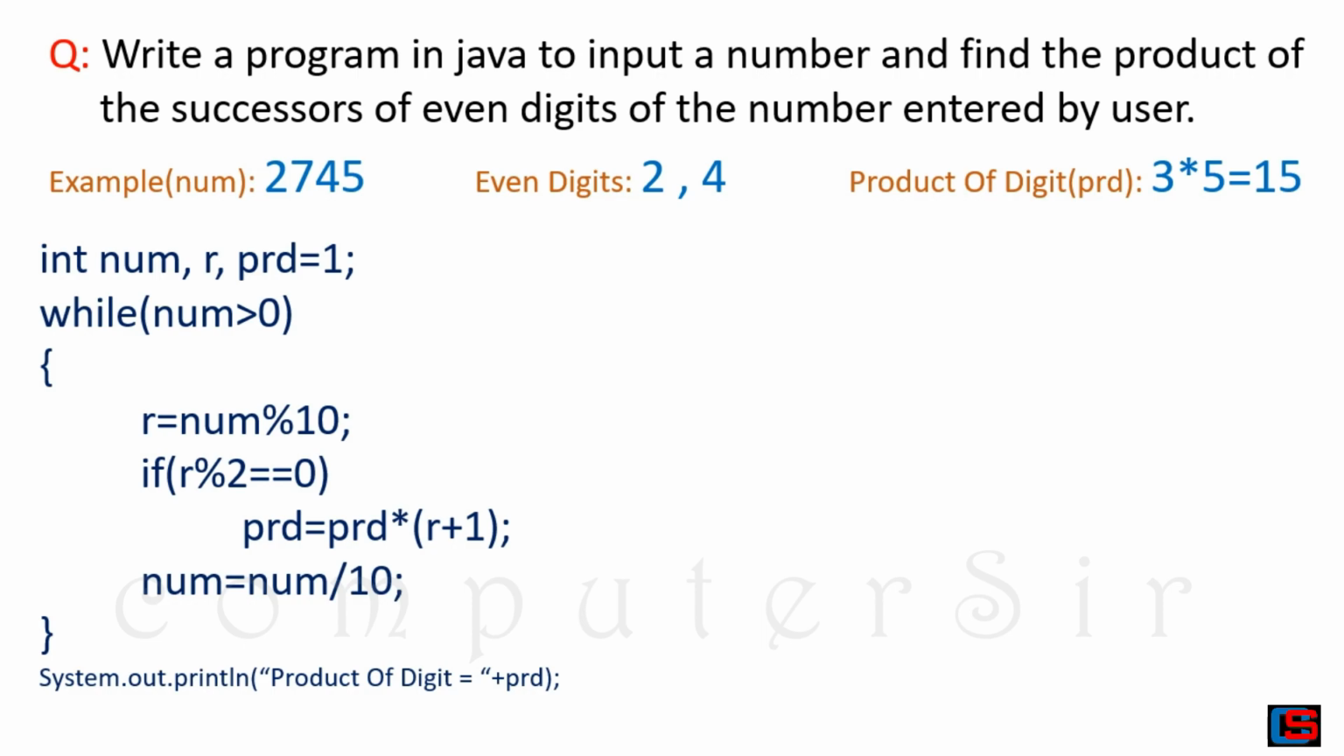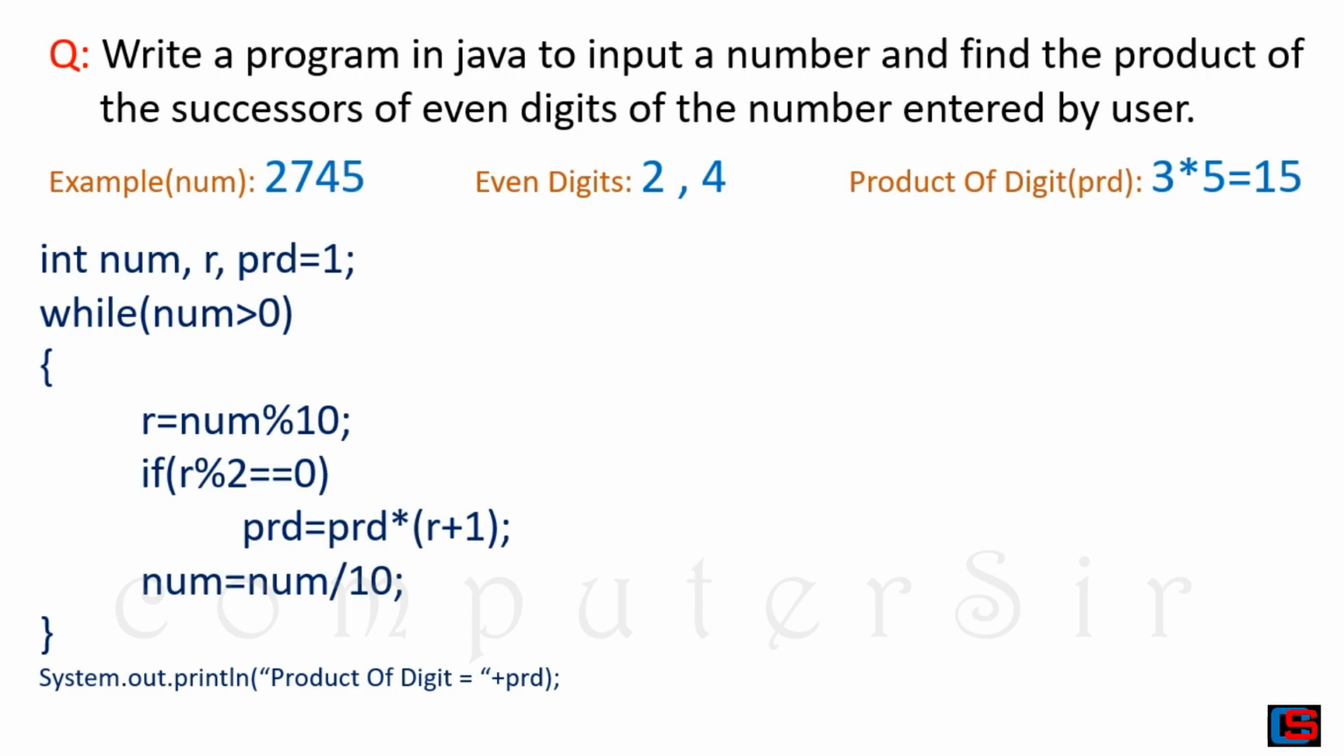If it is even, then I'm going to find the product value, or multiplication value, with the next successor of this number, and that's why I'm adding 1 to r. As you can see, 2 is an even digit, so the next successor of 2 is 3, so 2 plus 1 becomes 3. And then I decrease the value of num by num equals num divided by 10, and after completing the loop, I print the product value outside the loop. Now let's see how this program actually works.